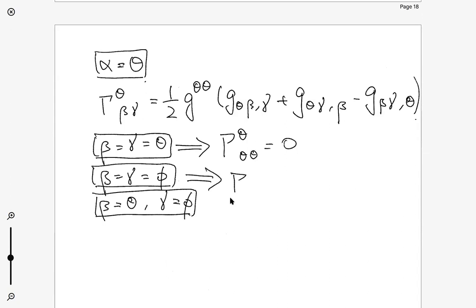What about when beta and gamma are equal to phi? Then we have the Christoffel symbol theta, phi, phi. What would we get?